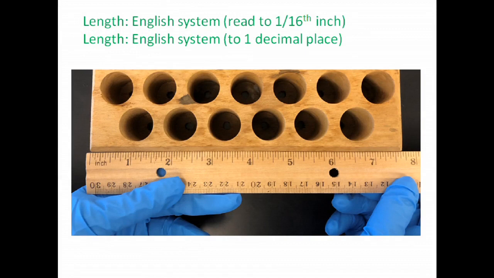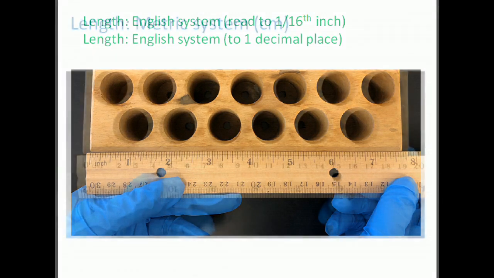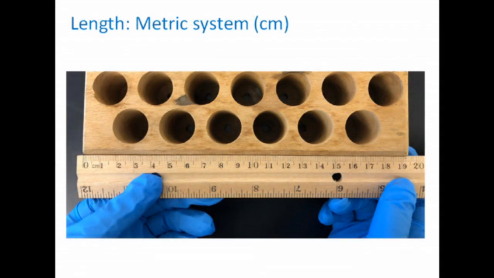First, we will do length, and you will need to record two measurements. The first read to the 1/16 inch and the second to 1 decimal place. To make it easier for you, once you have the measurement in 1/16 inch, all you need to do is convert it into a decimal with 1 decimal place. You may pause the video so that you may record your two measurements. Next, you will record the length using metric system, which is in centimeters. You may pause the video so you can record your answer.